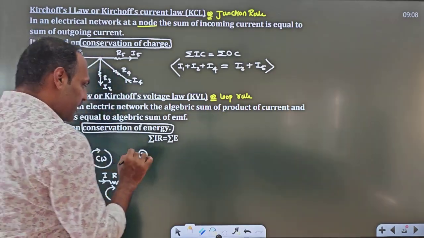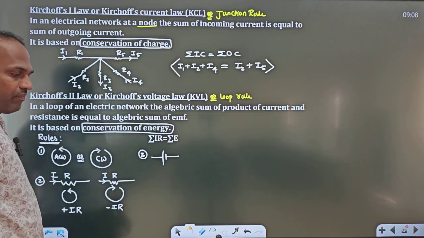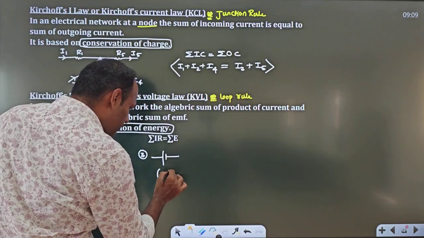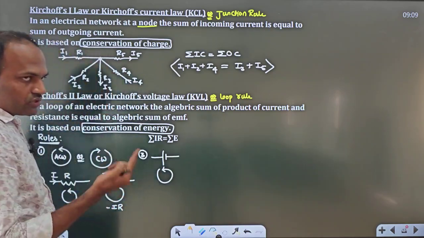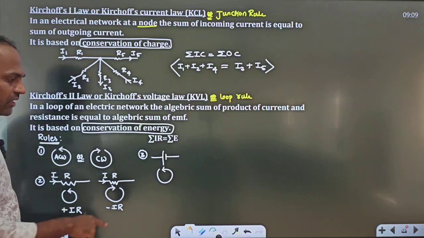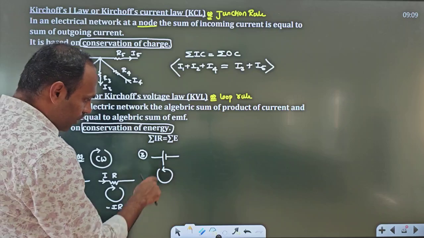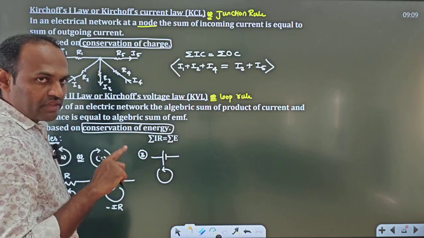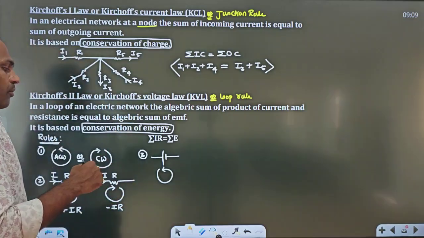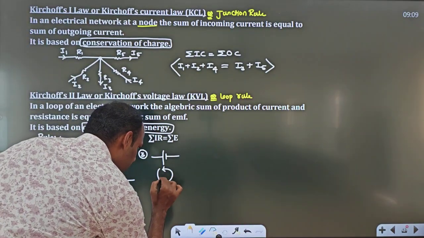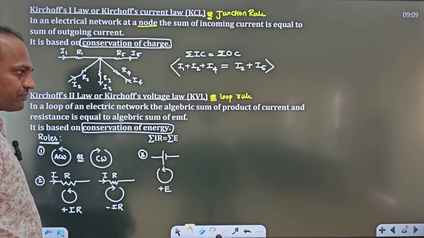Third rule: when to take EMF as positive and when as negative. This is the cell. Here you have to check whether the direction we have taken is passing from negative to positive or positive to negative. Here the direction is passing from negative to positive: negative on the lower potential, positive on the higher potential. It is moving from lower potential to higher potential, so you take that EMF as plus E.